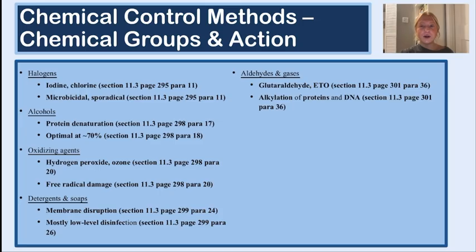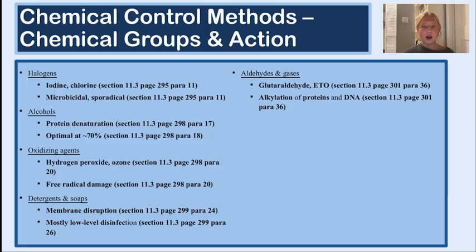And then there's also chemical groups that can control microbes through distinct mechanisms. And the first I'm going to talk about is halogens. So these are widely used because they are strongly microbicidal and can be sporicidal with sufficient exposure and time. And then alcohols, they act by dissolving membrane lipids and denaturing proteins. So they are most effective at about 70% concentration due to the presence of water needed for protein coagulation.